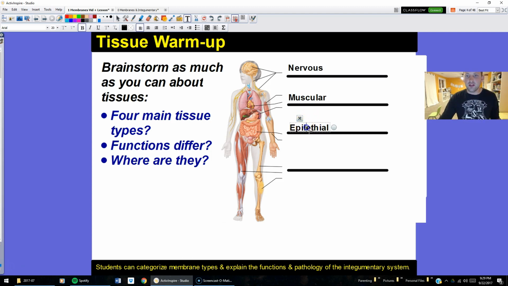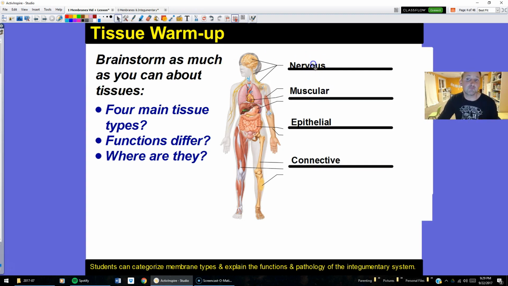Epithelial tissue. You guys bear with me. And then the last one was the broadest one, connective tissue that goes from tendons to cartilage to bone to blood to this adipose fat tissue that they're showing right here. This is all connective tissue. So those four main types of tissues is what we talked about last time.